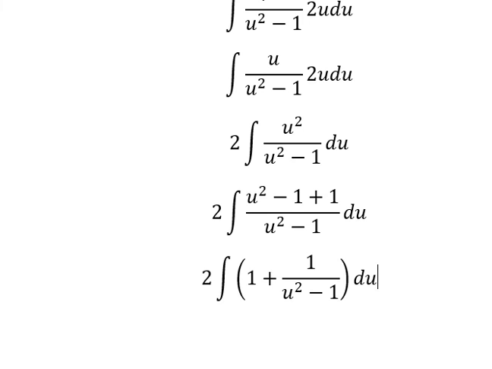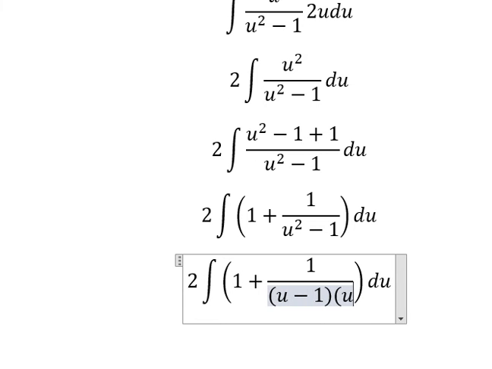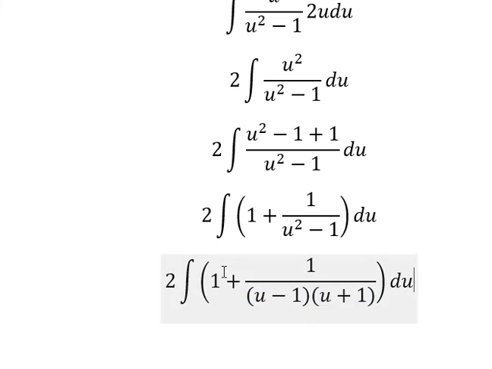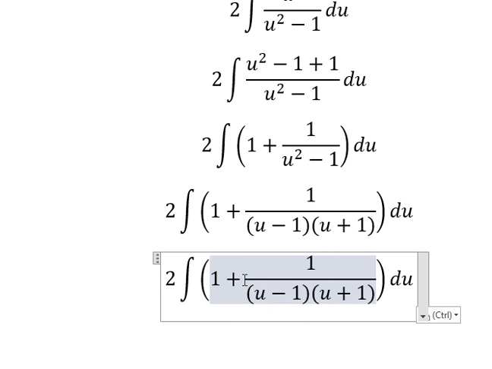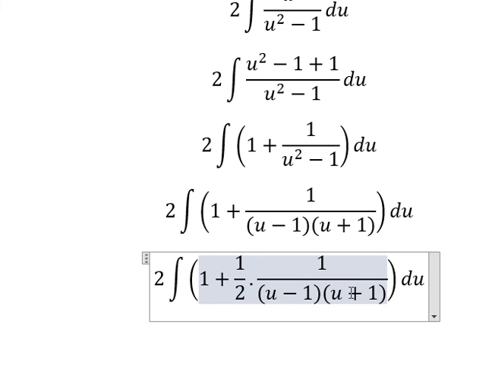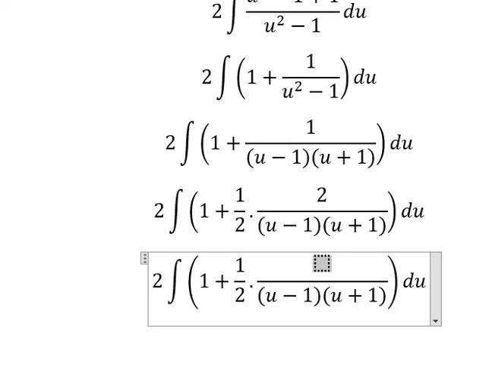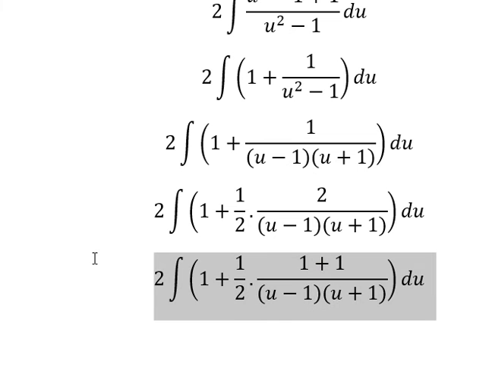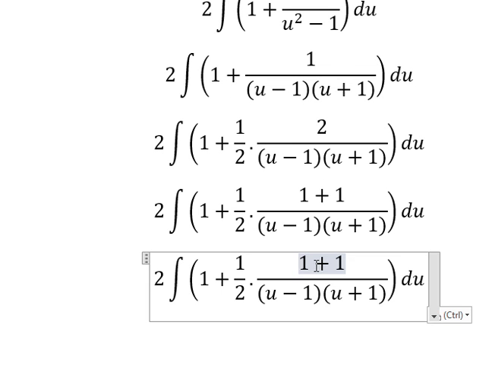Next, u squared minus 1, that's an identity. I put u minus 1, u plus 1. So I will multiply by number 2 on numerator and denominator. Number 2, that's 1 plus 1. So I will add u. That means we need to minus u.